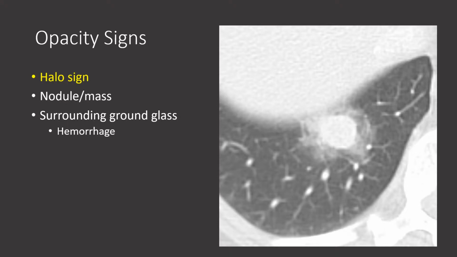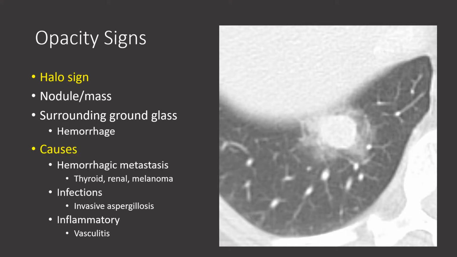Let's briefly talk about some signs that deal with opacities. The first sign is the halo sign, which represents a solid nodule or a nodular or mass-like area of consolidation with surrounding ground glass opacity. The surrounding ground glass opacity may actually be due to hemorrhage depending on the etiology of the nodule itself. Again, note the solid nodule in the center of the lesion with surrounding ground glass opacity. This again represents a halo sign.